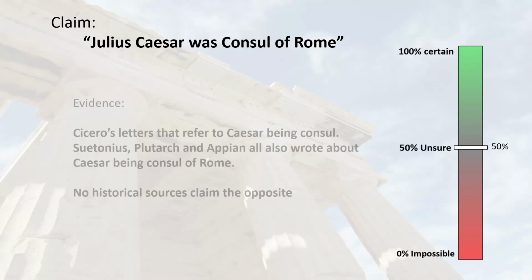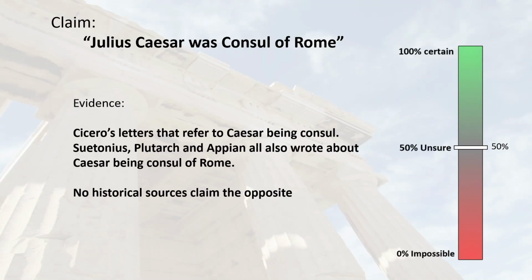So to verify this claim, we need to look at historical sources and see what they say about this claim. When we do this, we find Cicero's letters that refer to Caesar being consul. Suetonius, Plutarch, and Appian also wrote about Caesar being consul of Rome. There are no historical sources that go against this claim. Therefore, we have about 70% certainty that this actually happened, because it's very unlikely for so many sources to lie or be wrong about this claim.